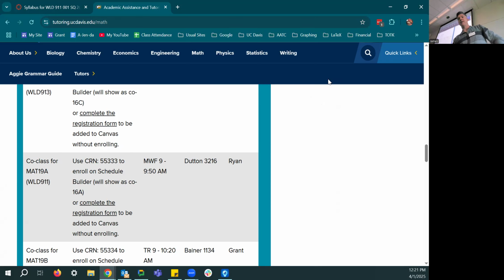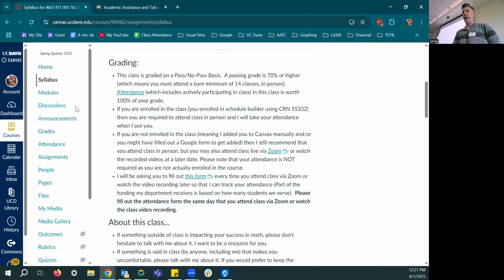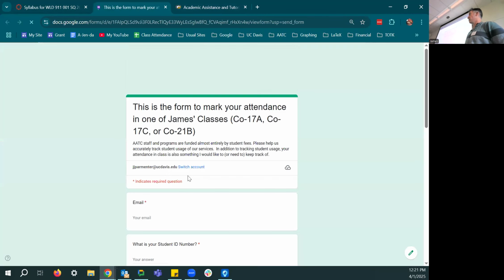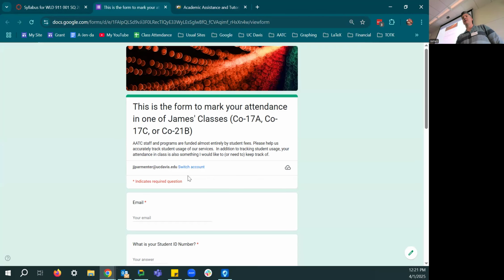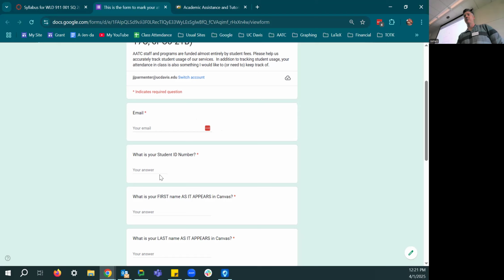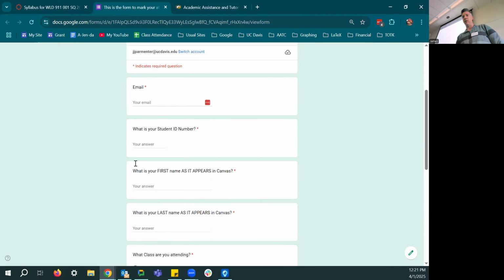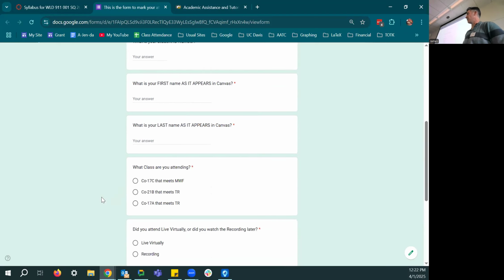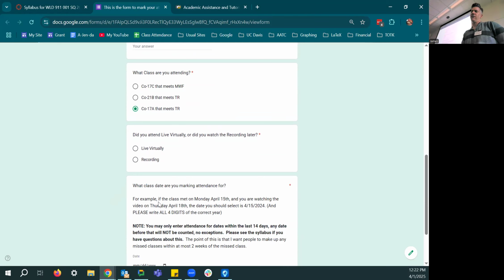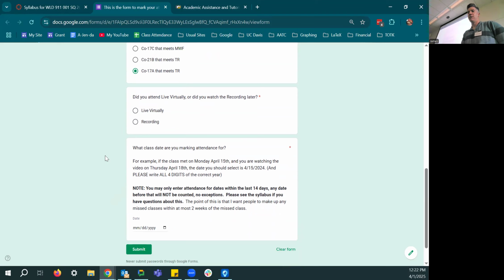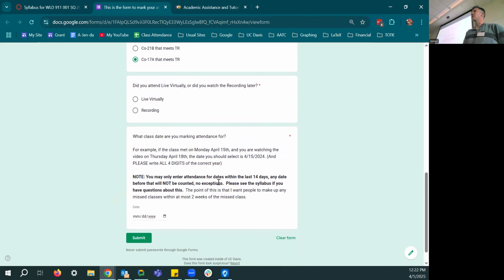And if you do either of those, I would beg of you to please fill out this form every time you attend in a virtual way. It's basically an attendance form. You write your email, your student ID number, your first name, your last name, as it appears in Canvas. It makes it easier for me later. And then which class you're here for. Obviously, it's Co-17A. And then how you attended. I don't know why I have that there still, to be honest. It's not really that important anymore. And then the class date you're marking the attendance for.